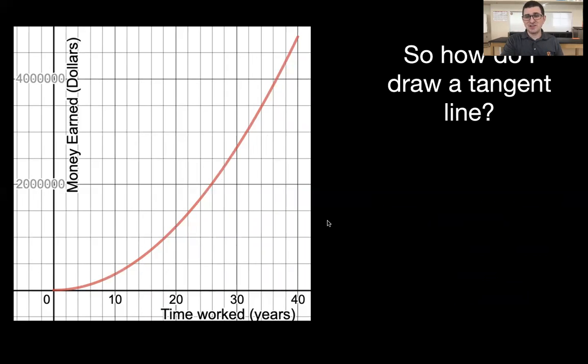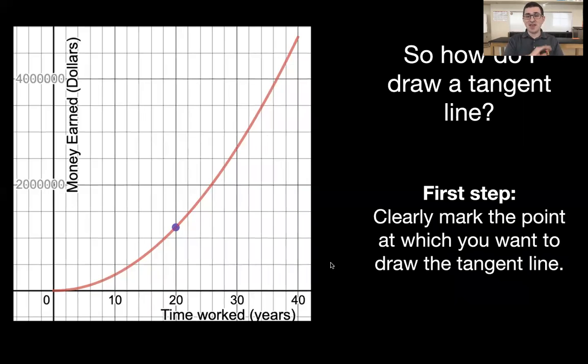But in both methods, there's one thing in common, and that the first step is always to clearly mark the point in which you're trying to draw the tangent line. So if we're trying to draw the tangent line at 20 years, we put a big dot at 20 years. If we're trying to do 30 years, you want to put a big dot at 30 years. So that lets you know where we want the tangent line to be. Because you don't want the tangent line at 10 years if you're trying to calculate the salary at 20 years. So you put the dot first.